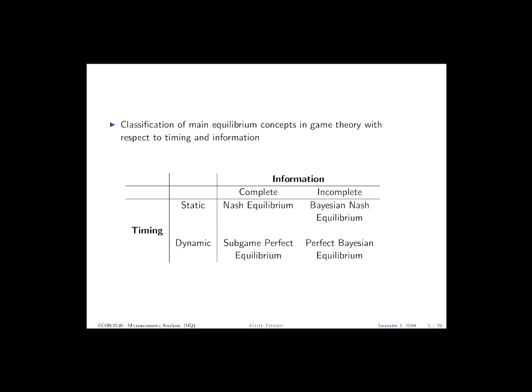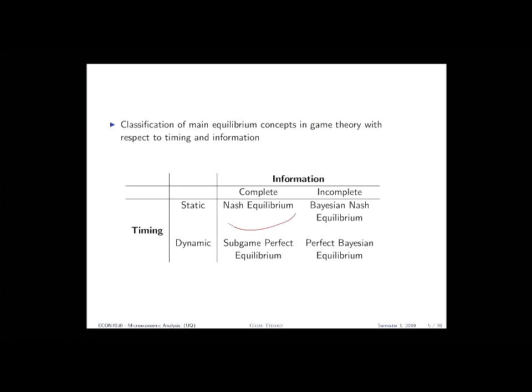I had to do that because otherwise you will always think that the information sets are one and there will be a dashed line between the two decision nodes. So I had to give you an example last week. Otherwise, all the equilibrium concepts we learned so far are for complete, static games.